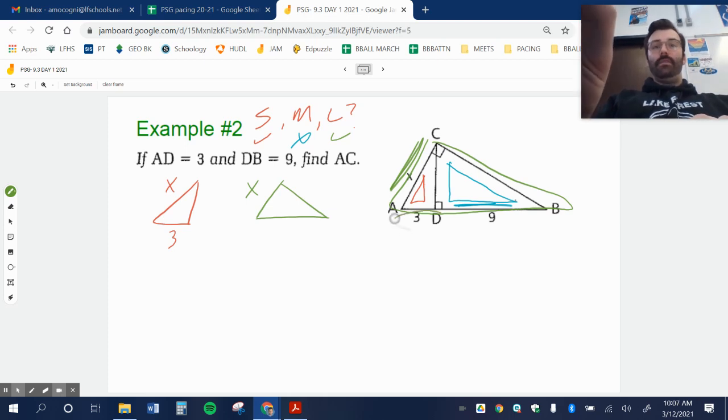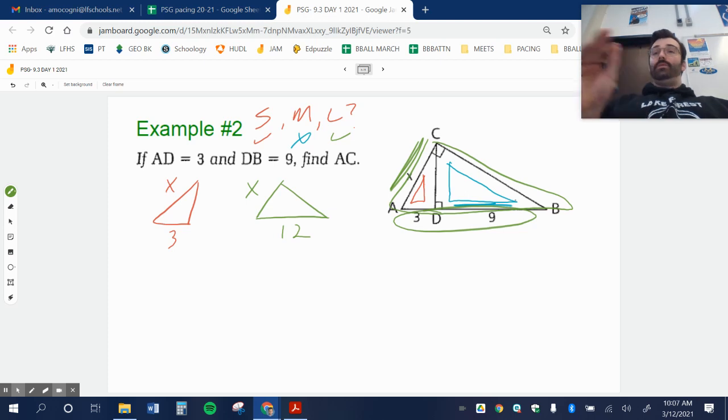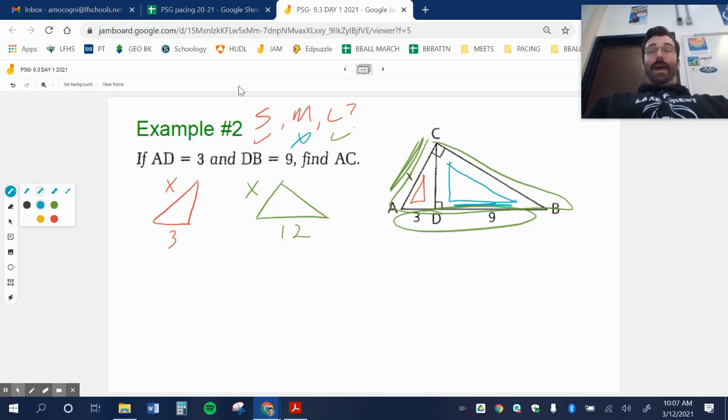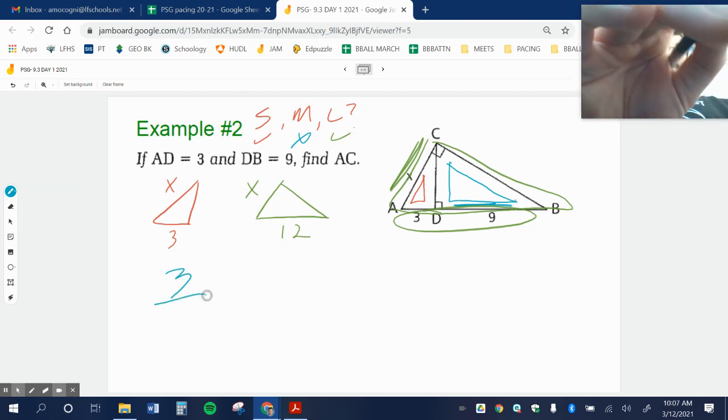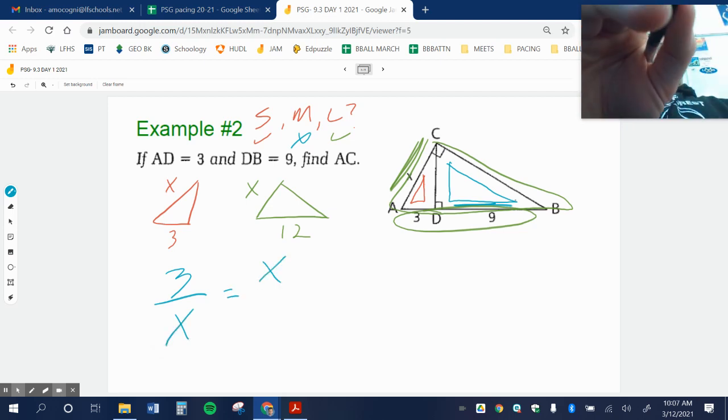And I have 12, the entire side. I want to add those two lengths together. All right, so now in example number 2, I'm comparing my small and my large triangle. Well, again, the question we have to ask ourselves: what appears twice? Again, x appears twice, so I go 3 over x equals x over 12.